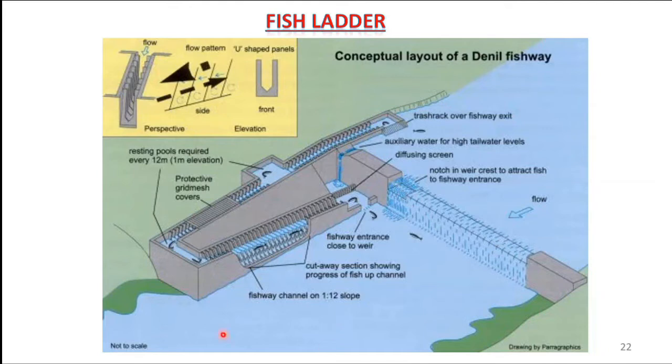So this is the downstream side. The fishes move here because they feel more turbulence here. Then they move in this direction, and then in this direction, and then they reach upstream. In that way, they can cross this barrier which human beings have provided. So that is the main function of the fish ladder.